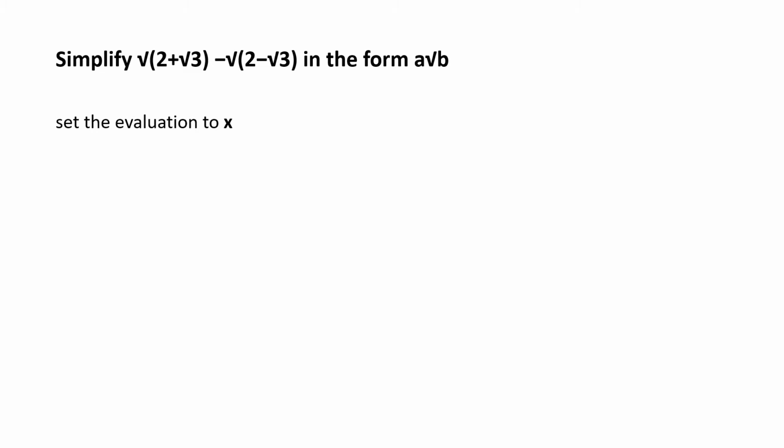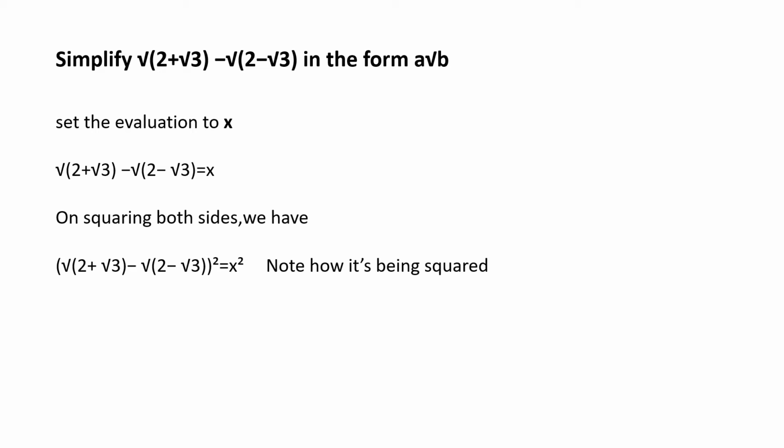Set the evaluation to x. The first step we take is to set the question being given to a variable. Here I am using x as my variable. So we have something like this, and then you go on squaring both sides.